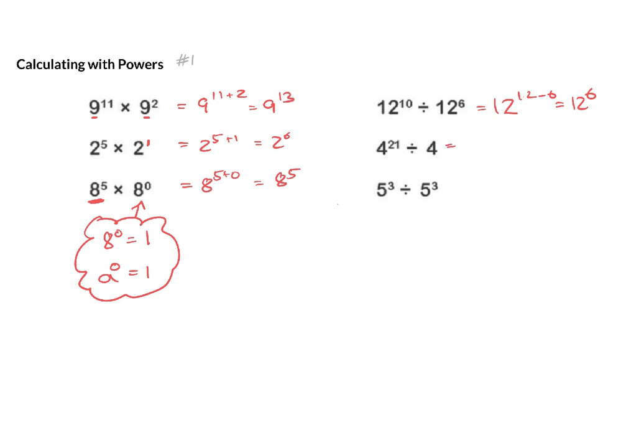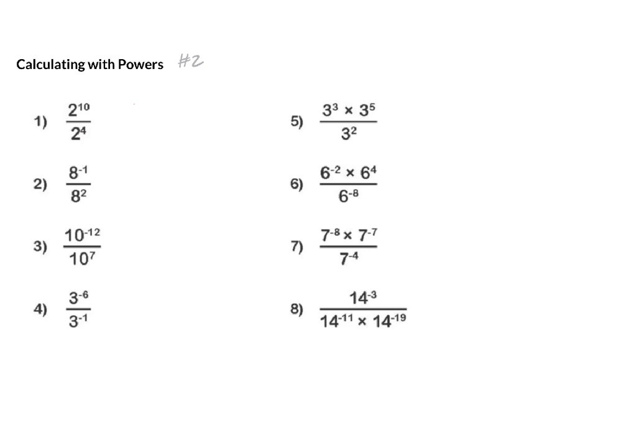The next one then, we have 4 to the 21 divided by 4. Remember, a number on its own is just to the power 1. So I have 4 to the 21 minus 1, and 21 minus 1 is 20. So I have 4 to the power of 20. The final one here, there's two ways you could look at this. You could go, it's 5 to the 3 minus 3, which is equal to 5 to the 0. And anything to the power of 0, as we've seen, is equal to 1. Or, of course, you could just look at this and go, hang on, I have one thing and I'm dividing by the same thing. Anything divided by itself is going to be 1. So you could go straight to the 1.